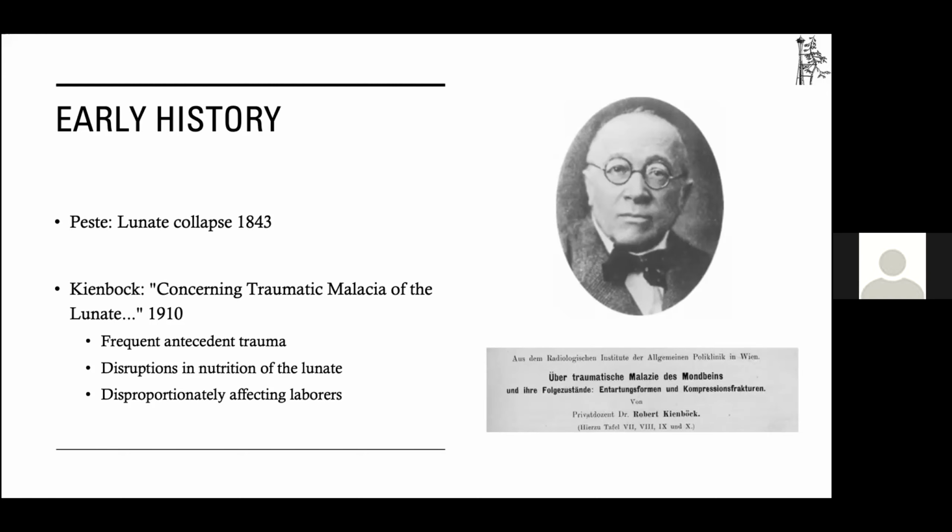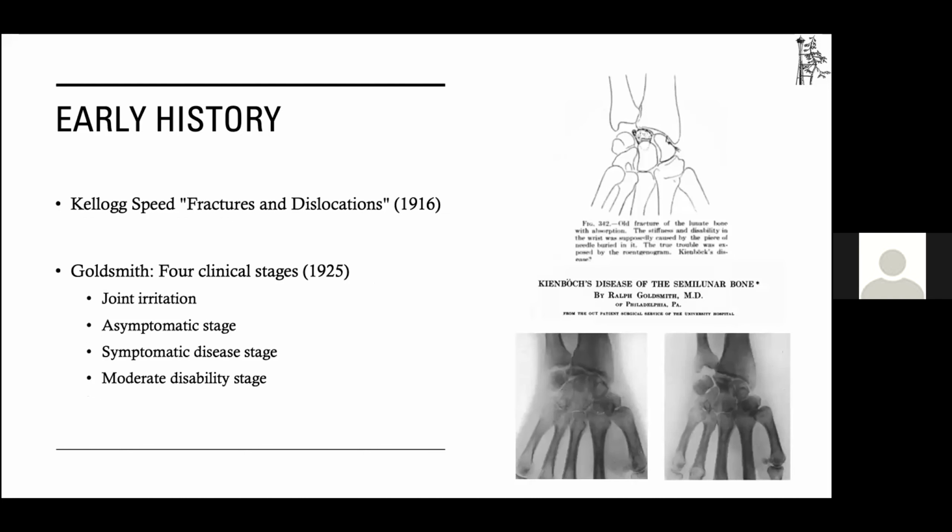He postulated that this was due to disruptions to nutrition of the lunate, but again, he was unsure whether this was a single traumatic event or repetitive microtraumas due to the patient's high level of activity with their jobs. The disease was first termed Kienböck disease in 1916 in a textbook published out of Northwestern University. And in 1925, the first review of the literature was done on it by Goldsmith.